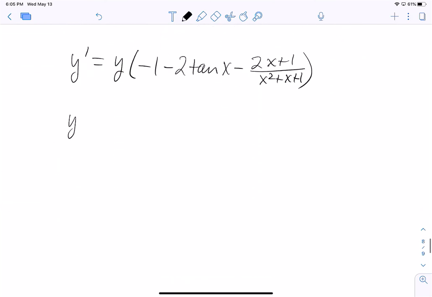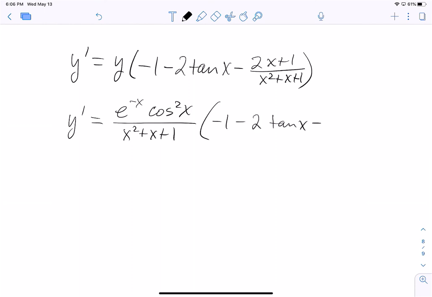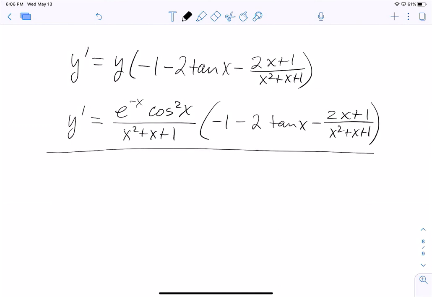So y prime will then become e to the negative x times the cosine squared of x divided by x squared plus x plus 1 times the quantity of negative 1 minus 2 times the tangent of x minus 2x plus 1 over x squared plus x plus 1. That turns out to be our derivative. You may look at that and say, that looks hideous. I agree. It's not going to get any prettier, but imagine trying to do it using previous techniques.